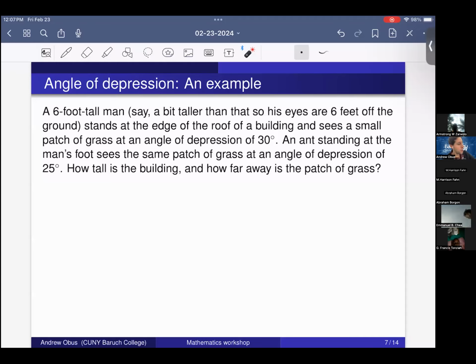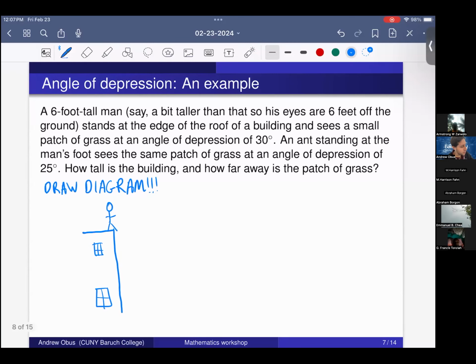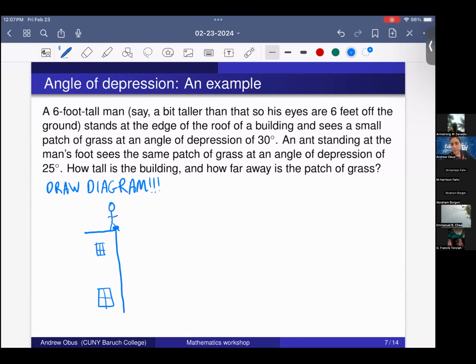And the question is, how tall is the building and how far away is the patch of grass? Okay, so with all of these problems, the first thing you have to do is draw a diagram. So let's draw our building here. Put some windows in if we want. All right, so here is our man. And here's the little ant right there. And here's our patch of grass all the way over here.